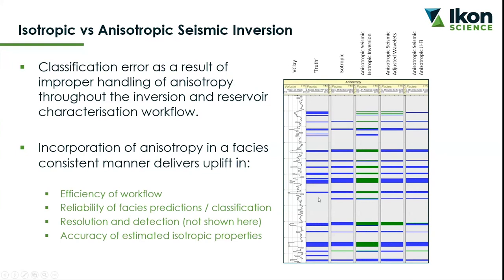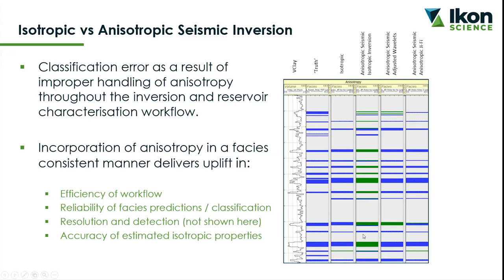Oh, sorry. The truth case is just the facies derived from the log curves. Isotropic is the isotropic inversion of the isotropic synthetics. Then we have the isotropic inversion of the anisotropic synthetics. And of course, this is not really a real world case, because you would always estimate wavelets, and in doing so, they're always going to have had some optimization based on the reflectivity model that you select.